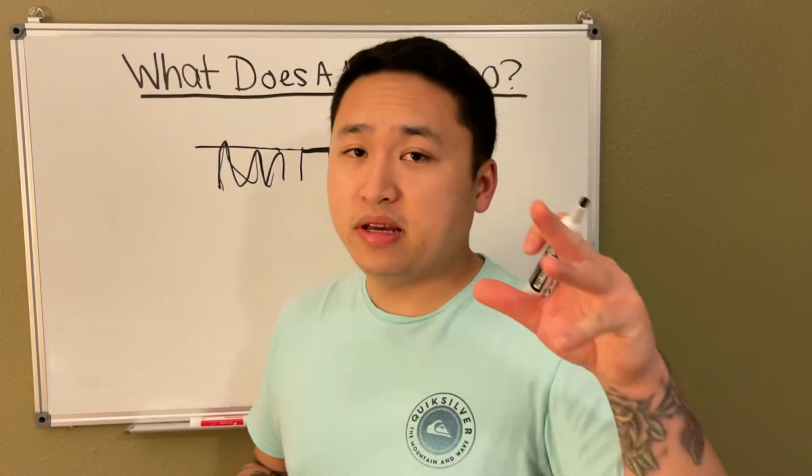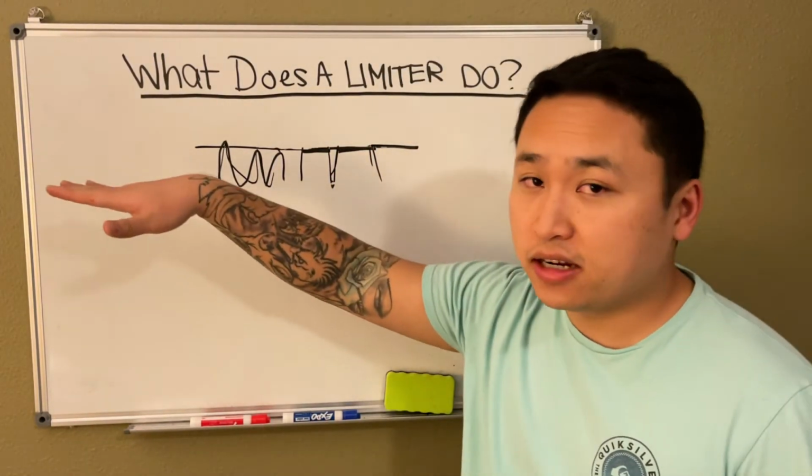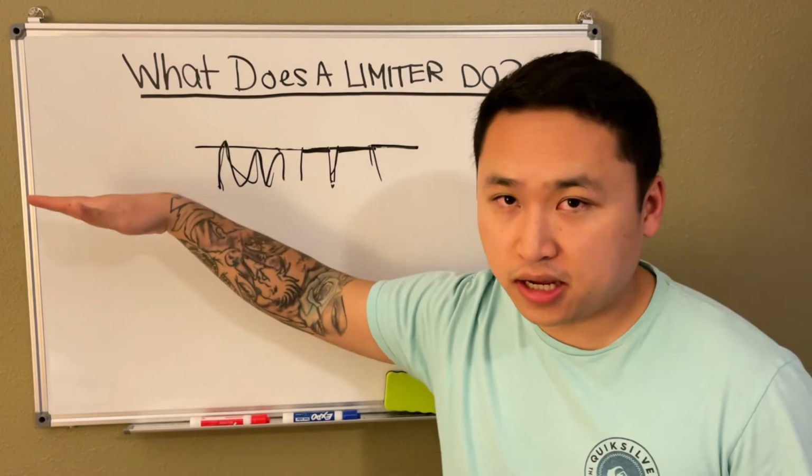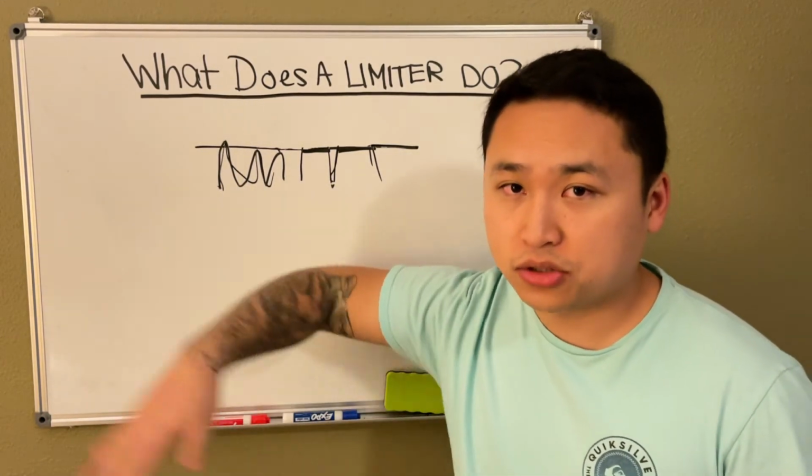This ceiling could be at whatever you set it at. So if it's at -6 dB, nothing's crossing -6. If it's at 0, nothing's crossing 0.